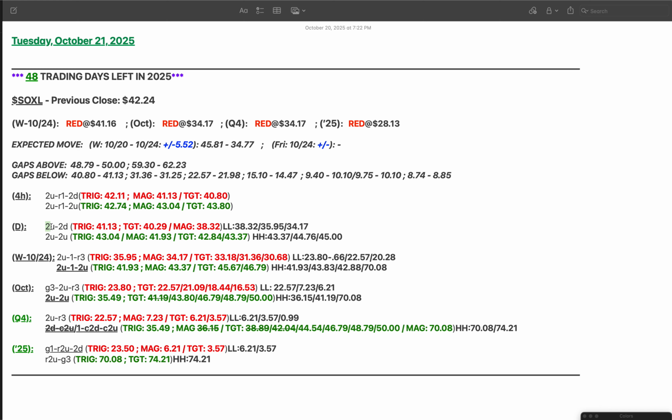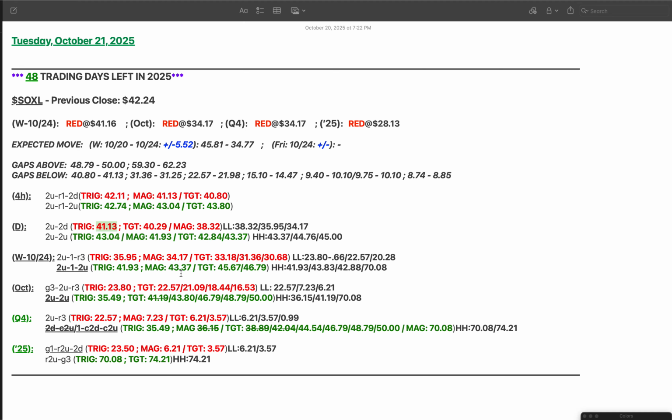On the day chart, we would have a 2 up, 2 down if we go to the downside. So if price goes below 41.13, we've got a magnitude of 38.32. Now that's in the face of an uptrend. So we like to, because that move is pretty big, a $3 move essentially, give us an intermediate target that we could possibly bounce at.